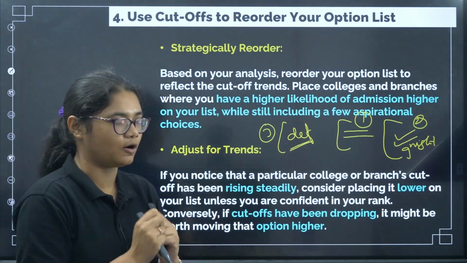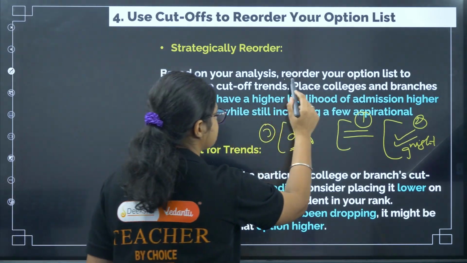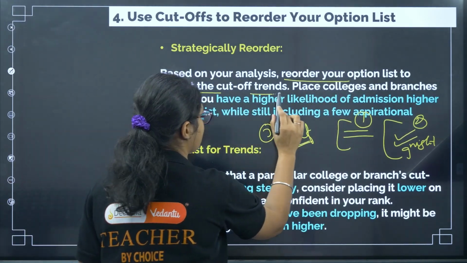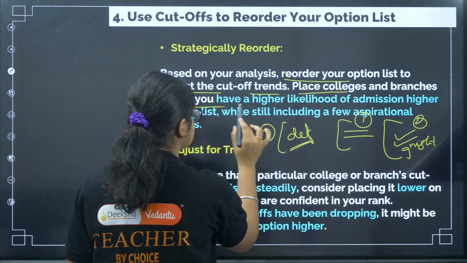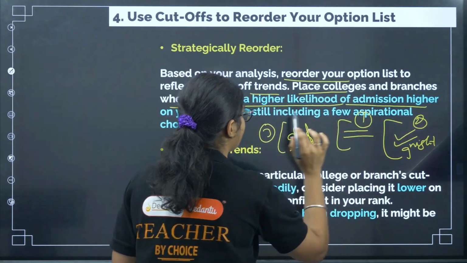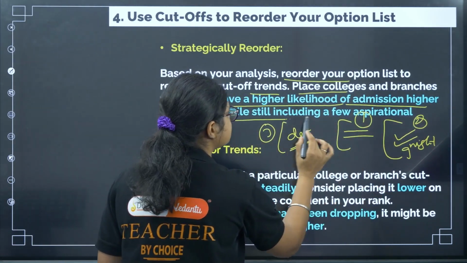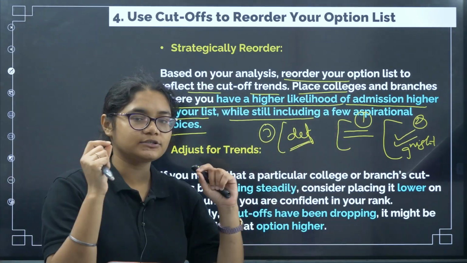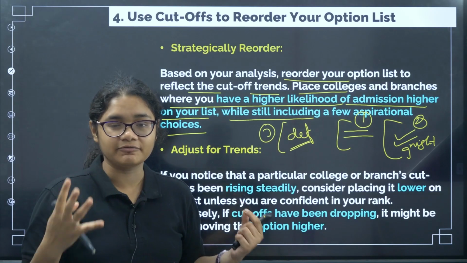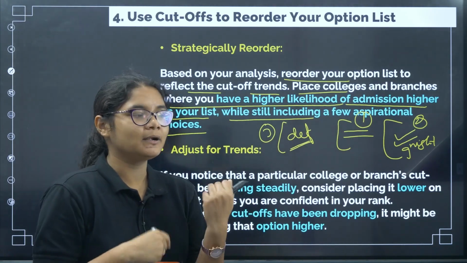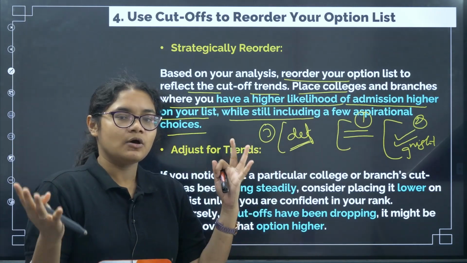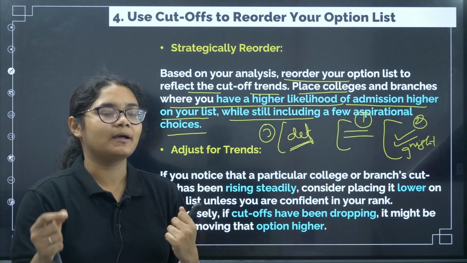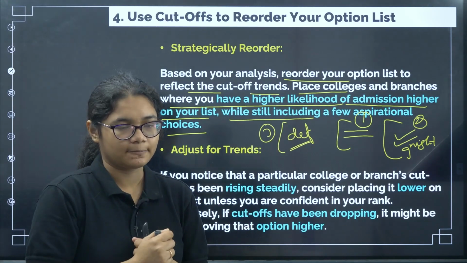adjust your preference order. Based on analysis, reorder your option list to reflect the cutoff trend. Place the colleges and branches where you have a higher likelihood of admission higher on your list, while still including a few aspirational choices. Aspirational choices means those choices where it is very difficult to get. You add those options but limited. Do not put so many of those type of options where there is no probability of getting.